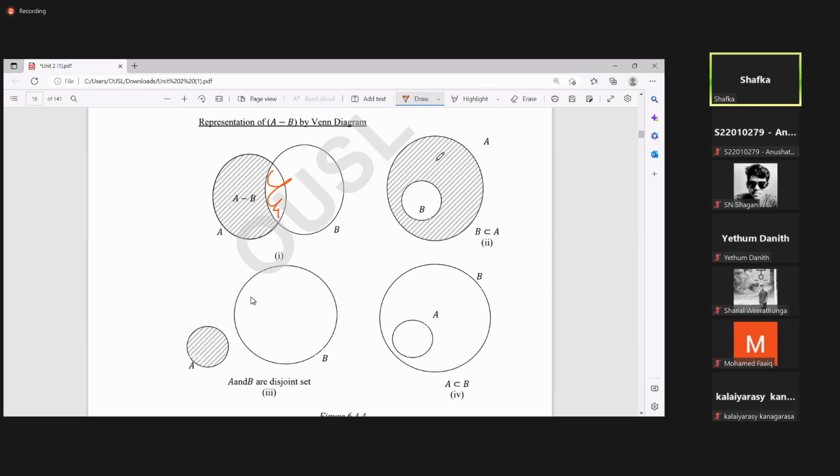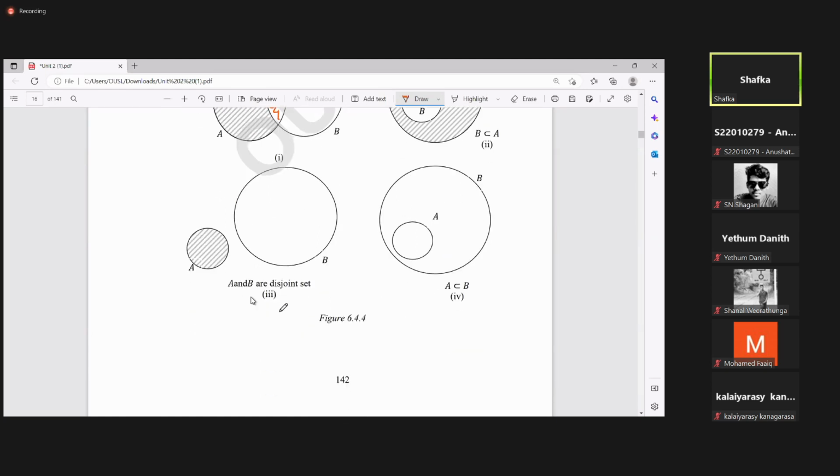And here, B is a proper subset of A. So once you remove all the elements in B, this is the region that represents A minus B. And what about this? These A and B are disjoint sets. There is no common element. No common elements means we don't have to remove any element from A. So the whole A is the A minus B. In this case, A is equal to A minus B.